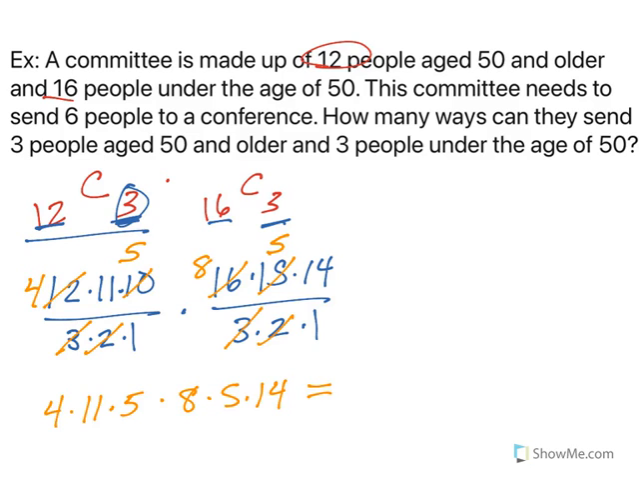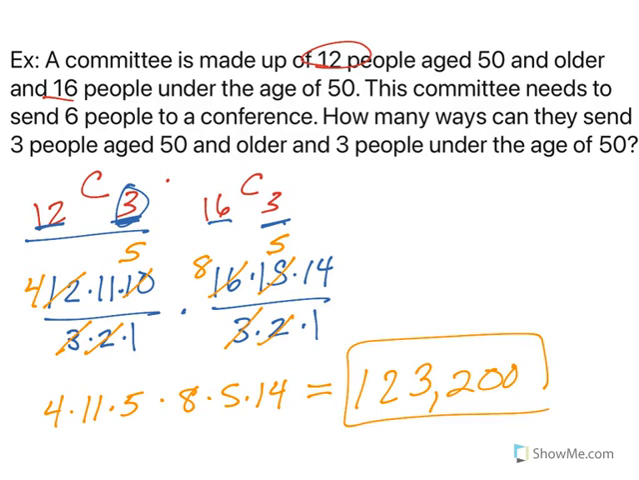When I multiply those all together, I get 123,200. That is how many different groups of 6 we could have if 3 are from the 50 and older age group and 3 are from the under 50 age group. That's a lot of different groups. And that is playing with combinations.